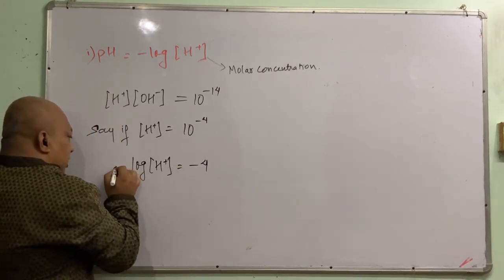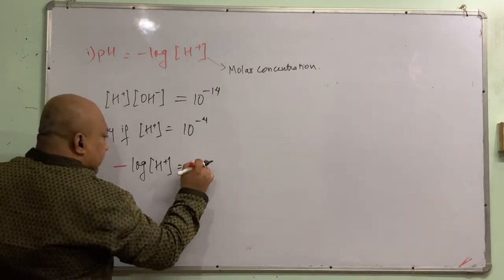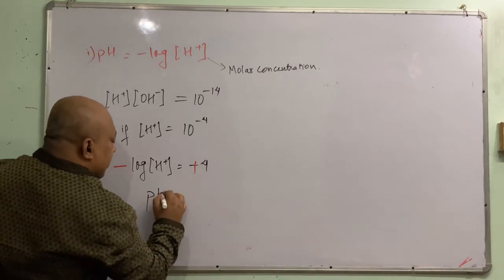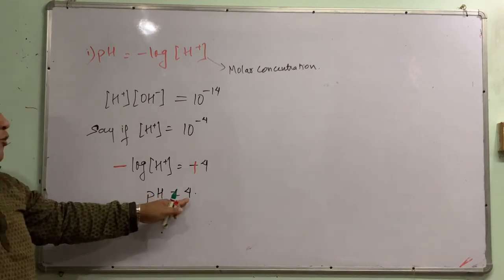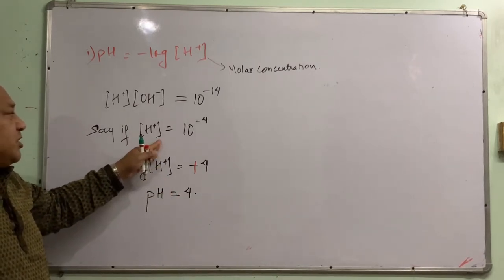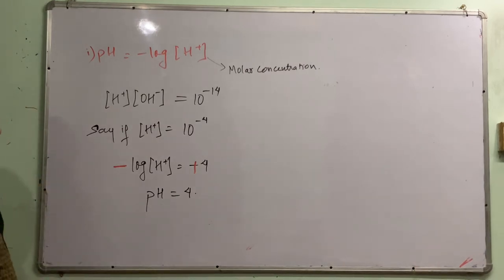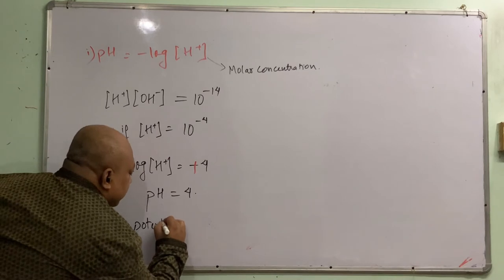To remove this minus 4, now you see over here, if you put minus, I make it this minus. So this equation is nothing. This is pH equal to 4. So pH equal to 4 means the hydrogen concentration is 10 to the power minus 4. Just 4, easy calculation, okay. And P stands for potential of hydrogen.